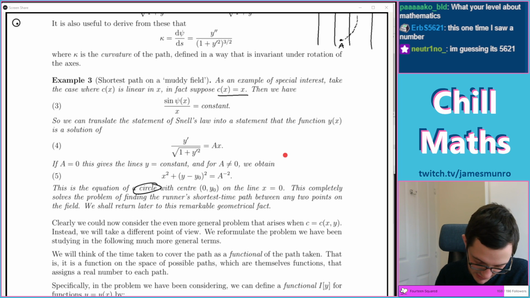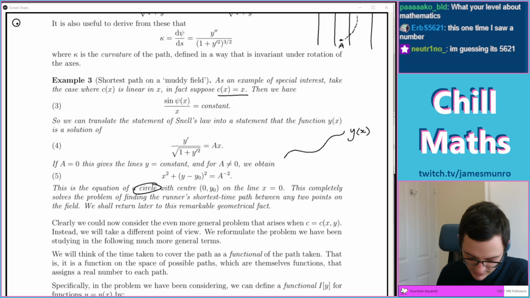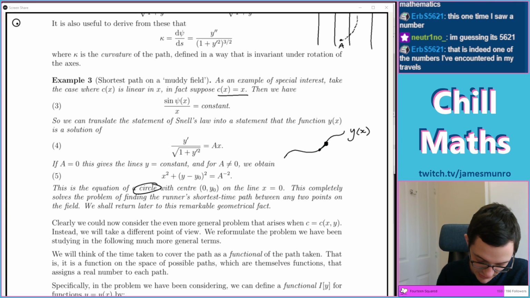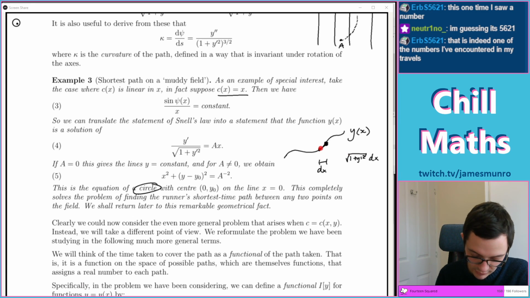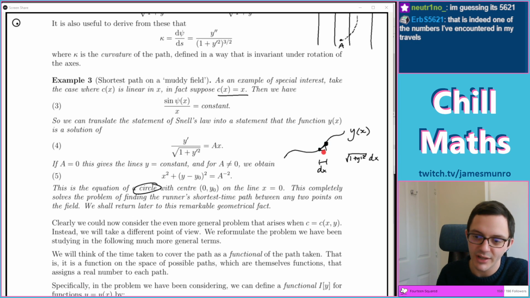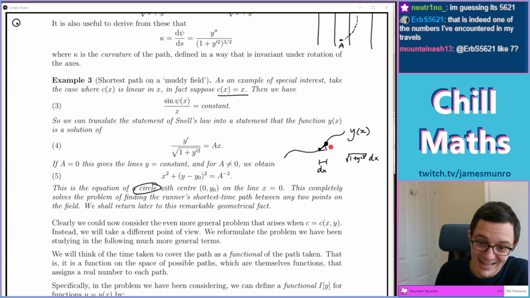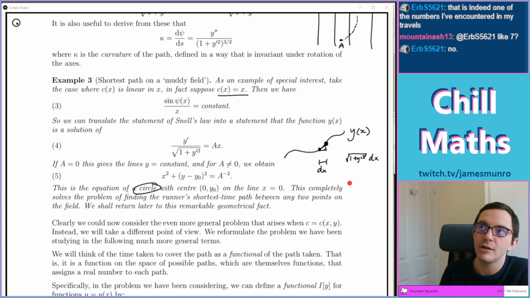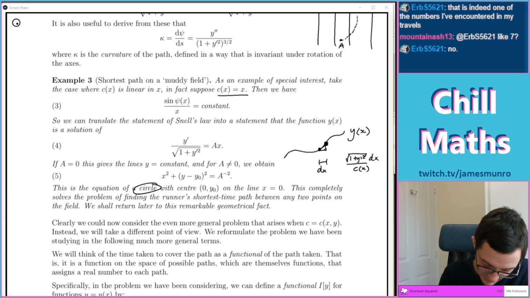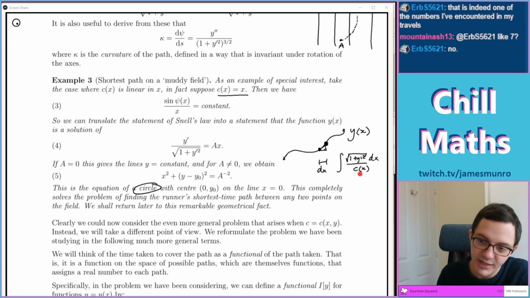If you have some curve y of x, then moving along that curve takes you time. For each bit dx, that takes you a lot of time for two reasons. One, because you actually have to move a distance root of 1 plus y prime squared dx along, because this route is at an angle. There's a little triangle going on here, dx on the right, dy, a right angle, and oh my goodness, Pythagoras, distance here. So that's one reason. And the other reason is that your speed might be really slow. So I should take this distance and divide it by speed. And then that's going to take you a long time to get all the way from A to B. So we're looking at integrals like this, root 1 plus y prime squared over c of x.